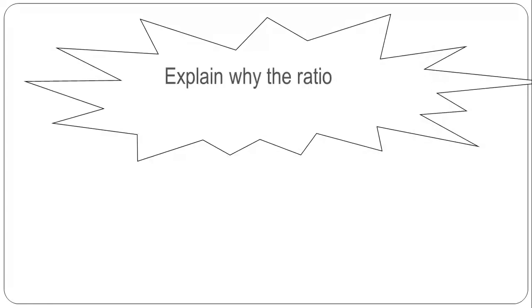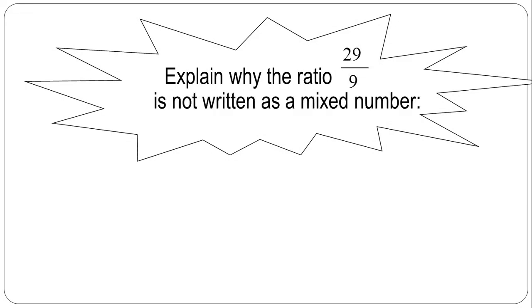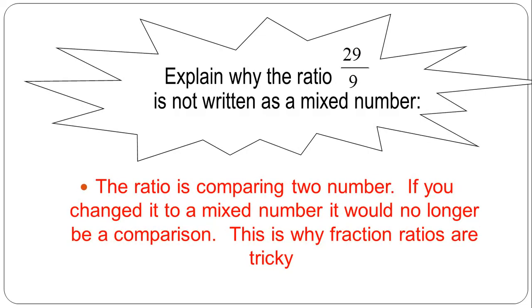Ano? Next, explain why the ratio 29/9 is not written as a mixed number. Kasi di ba yung mixed number, meron tayong whole number plus another fraction. So hindi siya pwedeng isulat as mixed number because ratio nga is comparing two numbers. So if you change it to a mixed number, it would no longer be a comparison. This is why fraction ratios are tricky.